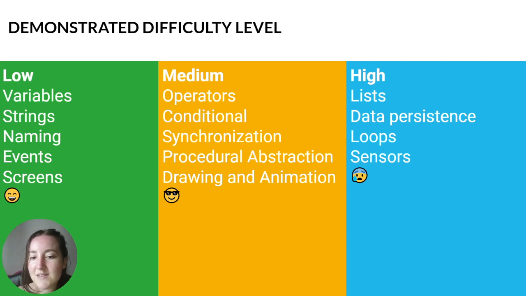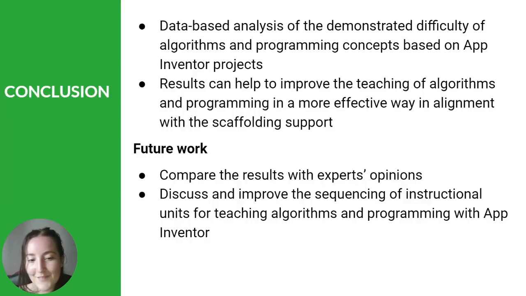Items with medium demonstrated difficulty include operators, conditional synchronization, procedural abstraction, and drawing and animation, as the probability curves are close to the average, the 0.0 latent trait. The most difficult items are lists, data persistence, loops, and sensors, as the probability curves are dislocated to the right.